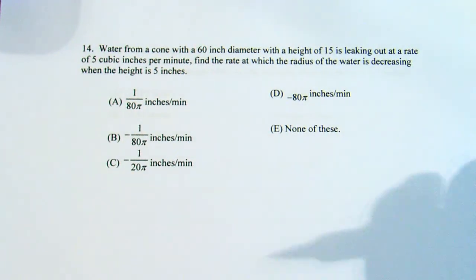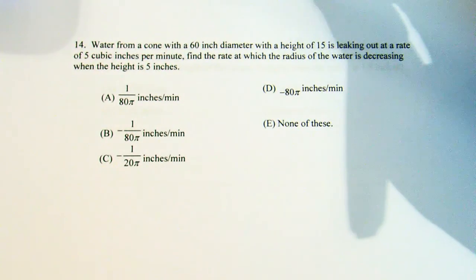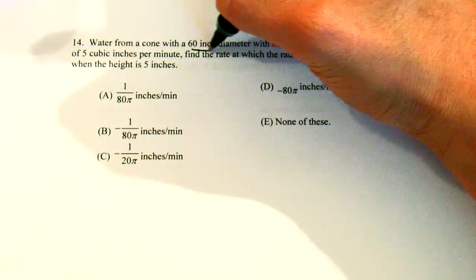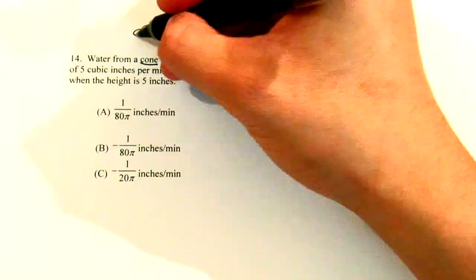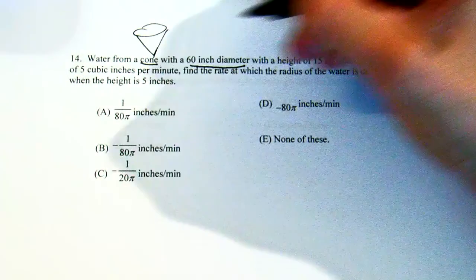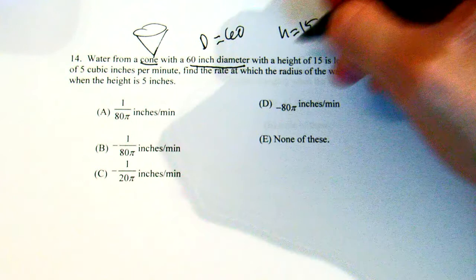Here we go, folks. Number 14, the dreaded related rates problem. Water from a cone with a 60-inch diameter. So it's a cone. Let's draw a cone. Here we go. 60-inch diameter. So D is 60 with the height of 15.